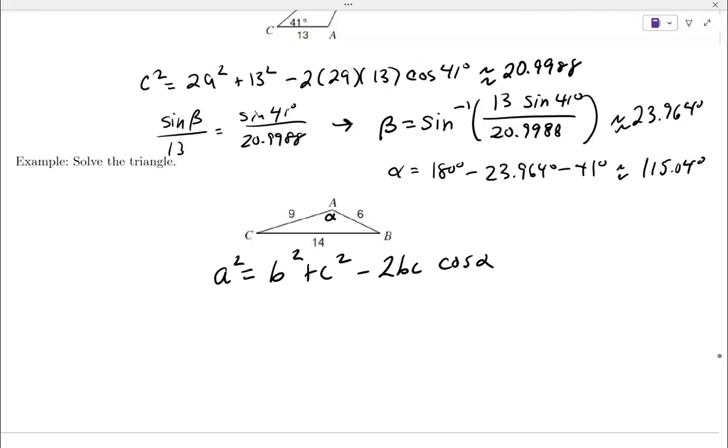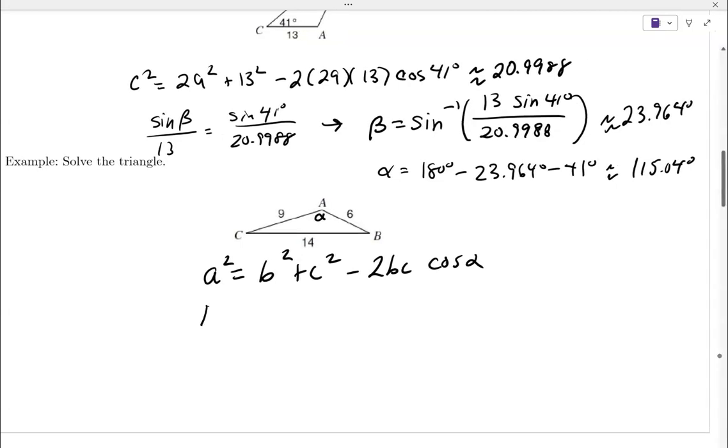Okay? So I want alpha, this biggest angle here, it's across from A. So I got it on the opposite side. Fill in the other sides accordingly. So this equation will be 14 squared equals 9 squared plus 6 squared minus 2 times 9 times 6 times cosine of alpha. And now you can figure out what alpha is from there. Right? Now you just have numbers and want to solve for alpha.